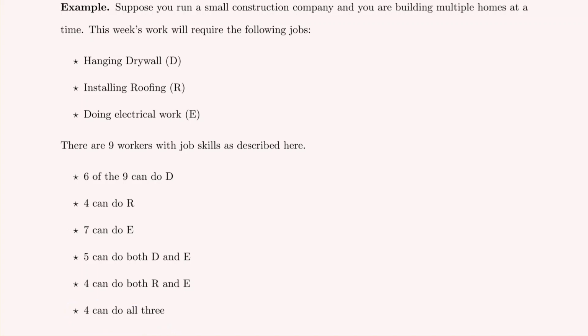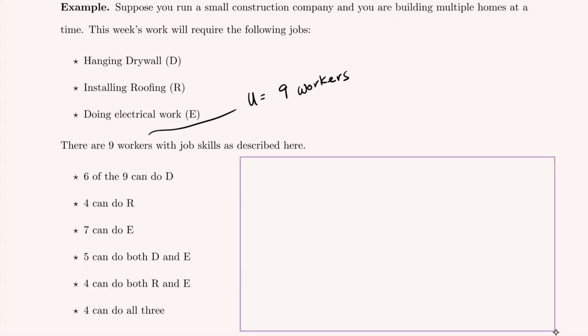So what we need to do is we need to draw a Venn diagram that will clearly show to us in a very nice visual representation exactly how many workers have certain skills or groupings of skills. Now, from this statement, we know we're going to make our universal set the 9 workers at the construction company. So we draw our large rectangle. Remember, you need to give yourself plenty of space so that the writing isn't cramped. And we know that there's 3 subsets mentioned: the drywall, roofing, and electrical.